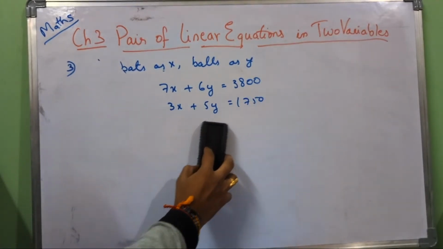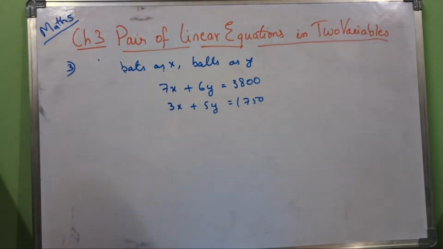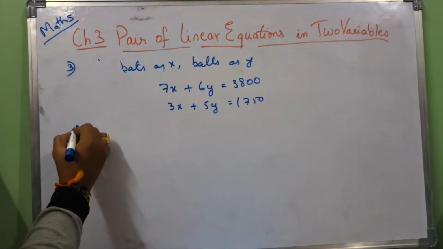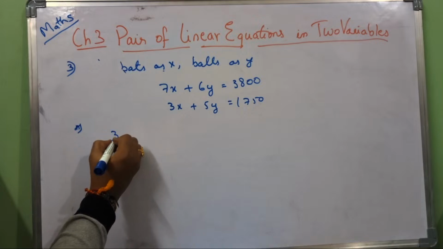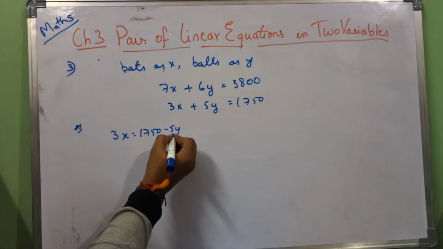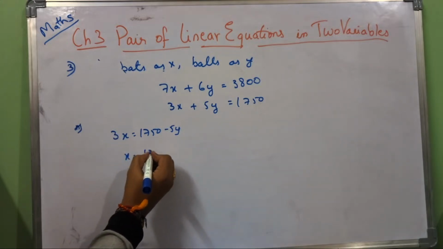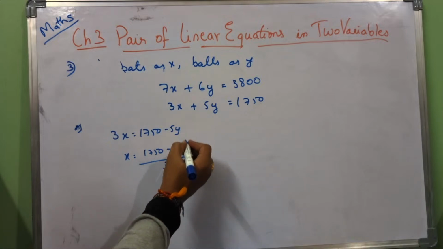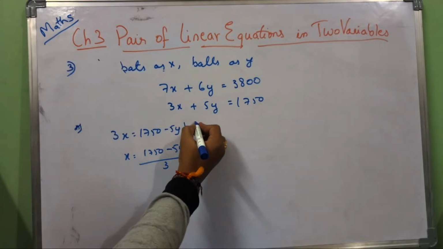Now let's solve this using the substitution method. Both are big numbers, but the second is lesser when compared to the first. So I'm using the second to convert x to y. So 3x becomes 1750 minus 5y, so x becomes (1750 minus 5y) by 3. Now substitute this in the first equation.